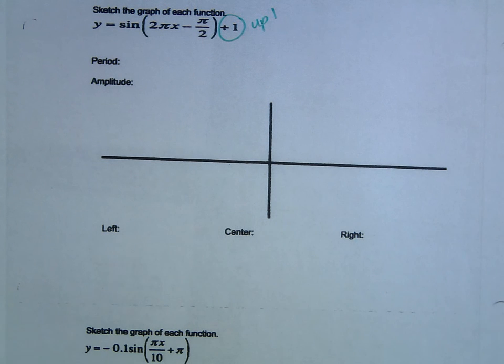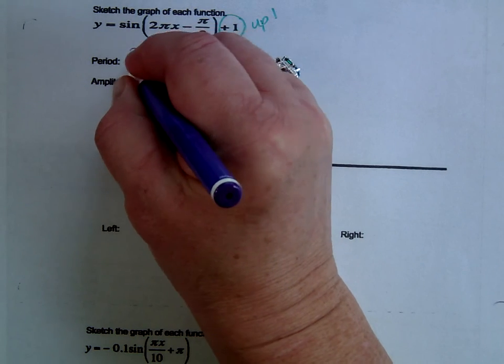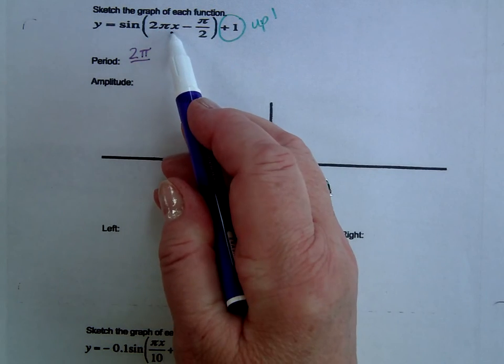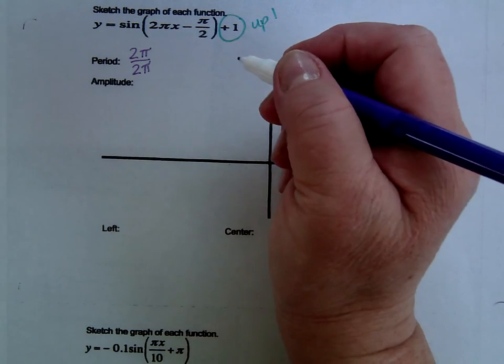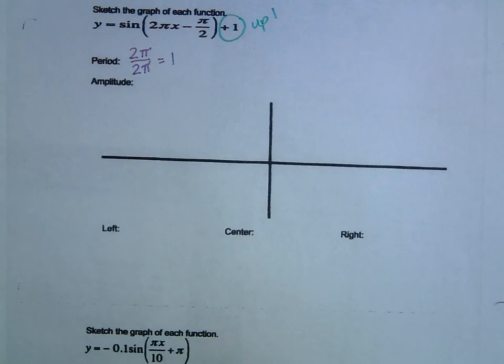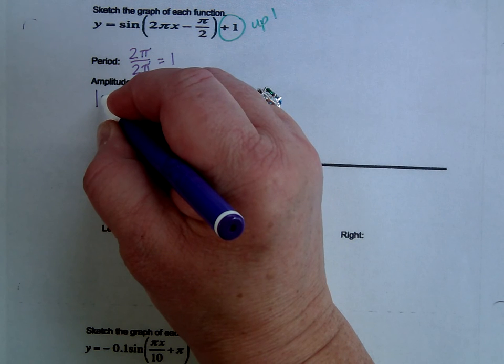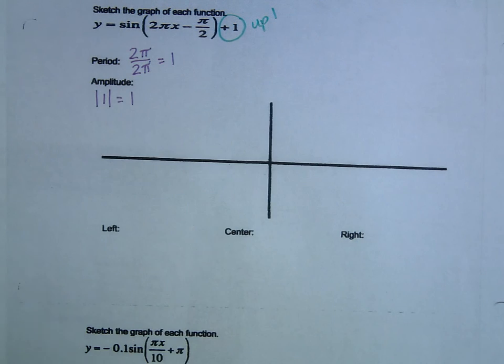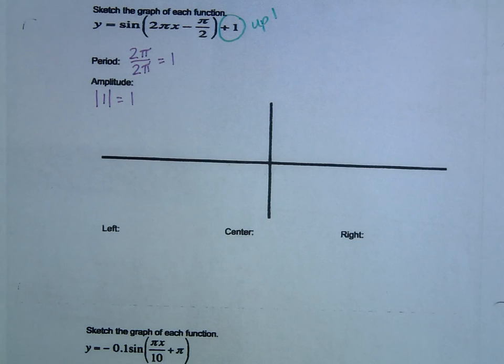Let's do our period and amplitude. Period is 2 pi divided by what's in front of the x? Well, in front of the x is 2 pi. Well, that's kind of cool, right? 2 pi over 2 pi, that's 1. Sweet. No pi's. Amplitude is the absolute value of the number in front. Well, there is no number in front, so there's an invisible 1. There's another 1. And so far you're looking at this going, that looks really complicated, but this looks really easy. Let's see if that continues.